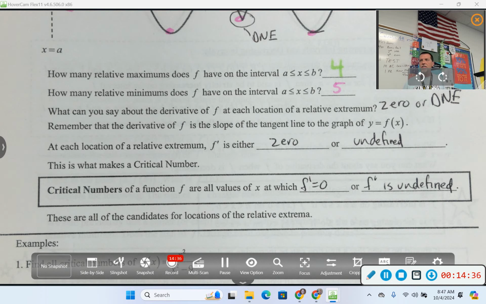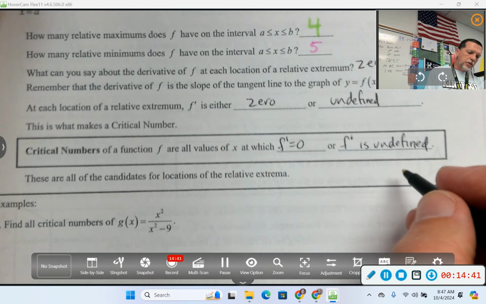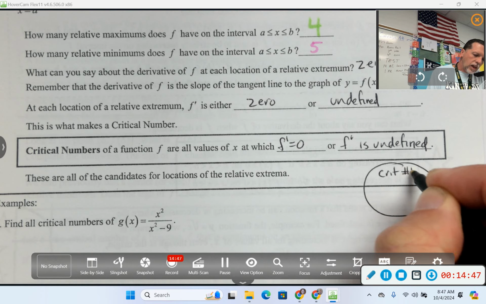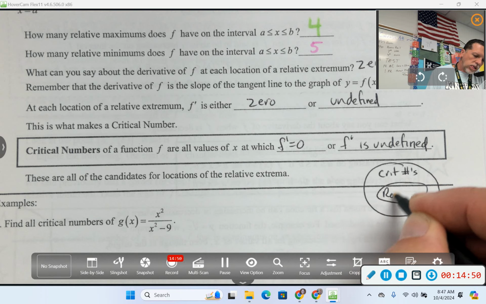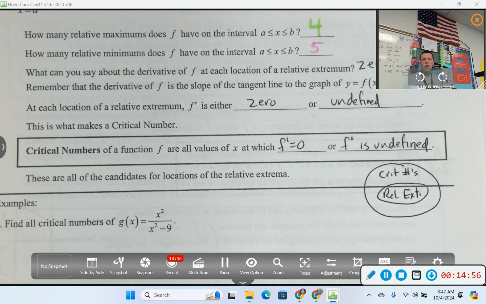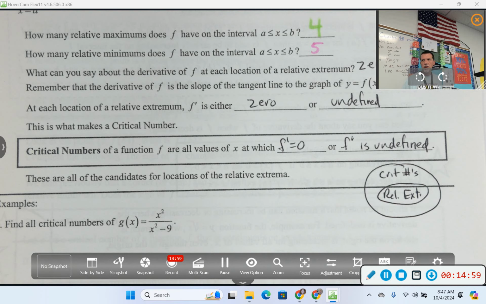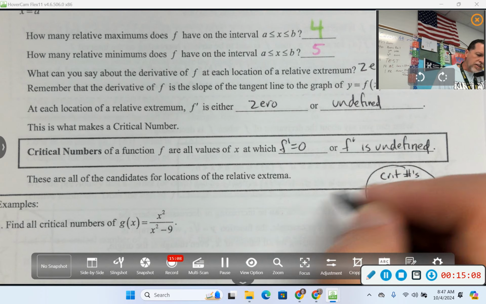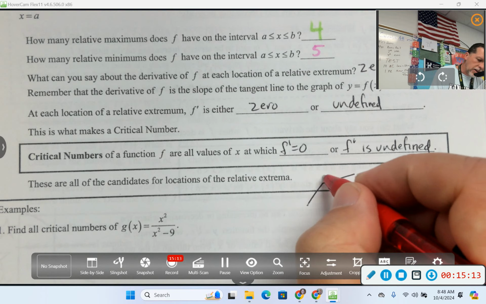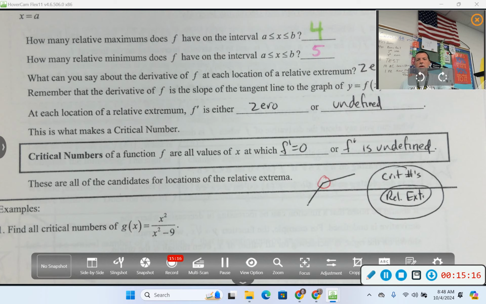These are all the candidates, so like possibilities for relative extrema. We do need to be careful. This is a bit of a squares and rectangles thing. All relative extrema are critical numbers, but not all critical numbers are relative extrema. You could have a critical number that's not a relative extrema. So you could have a sharp point that's not a max or a min. So like right there, that's a critical number, but it's not a max or a min.